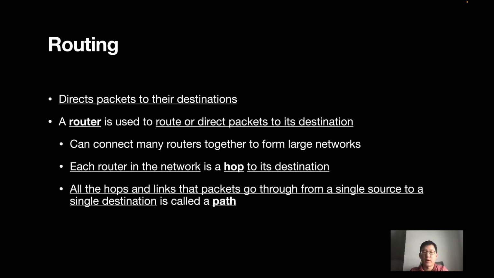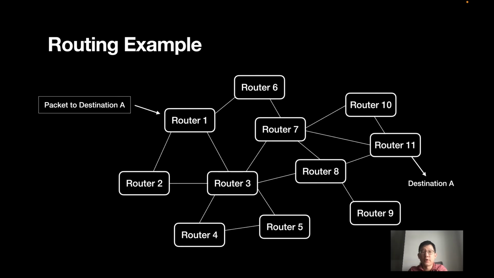We can connect multiple routers together to form large networks. Each router in the network is a hop to its destination. All the hops and links that packets go through from a single source to a single destination is called a path. So here's a very simple routing example. Let's say we have a packet that's coming into router 1 and it needs to go to destination A. There are some decisions that are made, whether it's by a human or by the router, but it's going to determine a path. And here's one path that can be taken to get from router 1 to router 11. It can go through router 1, router 6, 7, 10, and then 11.